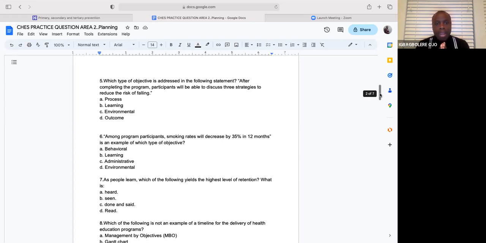So we have, let's strike out the odd one, okay? The odd one here is environmental. Environmental objective, absolutely not. This is not talking about the environment. It is not talking about social factors, not at all. So C is obviously not the answer.